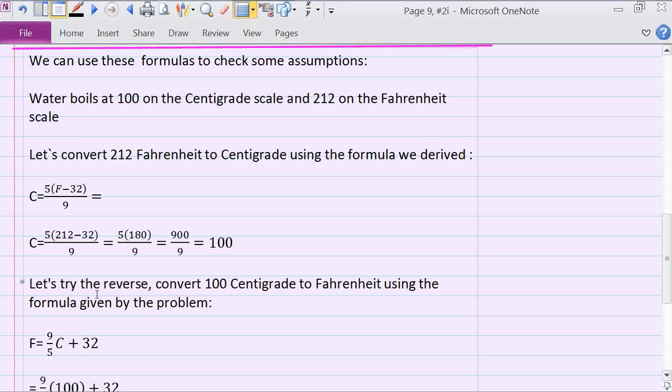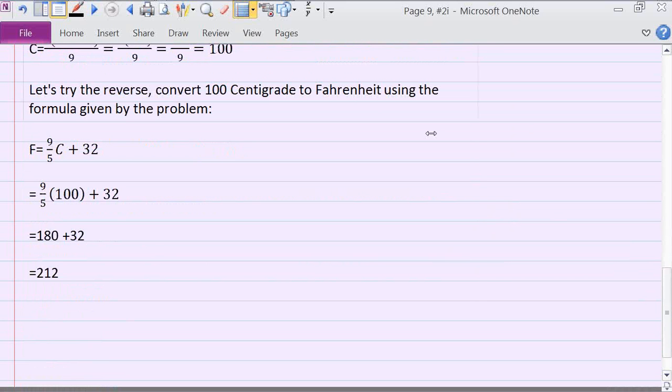Okay, now let's try and reverse this. Let's assume we know that the boiling point is 100 in centigrade, and we don't know what the Fahrenheit is, using the formula given. So Fahrenheit is 9/5 centigrade plus 32. So for the centigrade, we put 100 because we're given 100 as the boiling point.